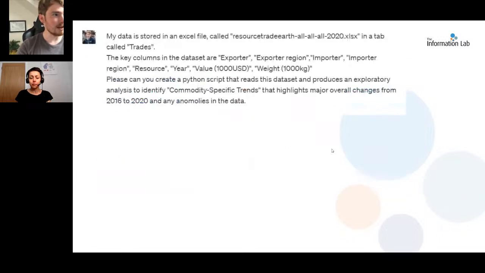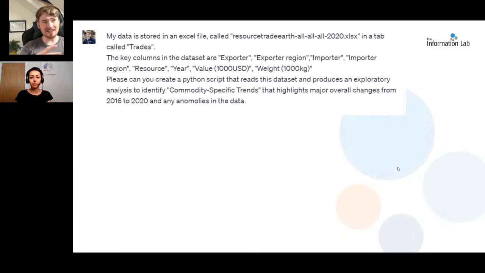Okay. So then it was getting it to work with data. This was done before the days of the code interpreter on ChatGPT, but this was just me saying, could it make me a script to analyze this data for me? So I gave it the file name, I told it what the tab is and what the columns are. Could it try and create an exploratory analysis that would identify those commodity trends over the time period I have?